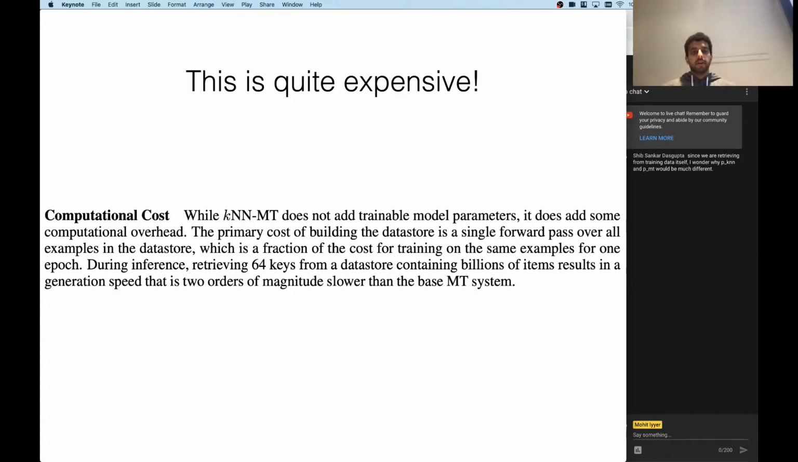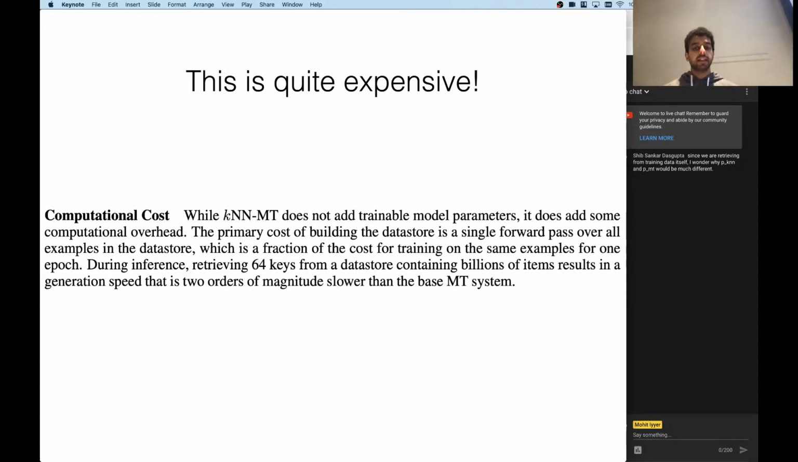All right, so as you can imagine, the one downside of this process is that it's very expensive because you are doing this retrieval at every token. They say that during inference test time, retrieving 64 keys from a data store, which here is much bigger than the one you saw in REALM, because in REALM you have one vector per passage. Here you have one vector per token on the decoder side. So their data store has billions of vectors in it, and you're retrieving from this data store after every token. So it results in a generation speed two orders of magnitude slower than not doing this.